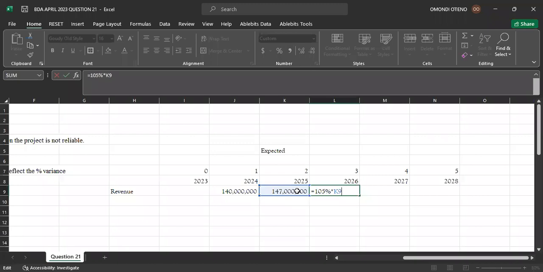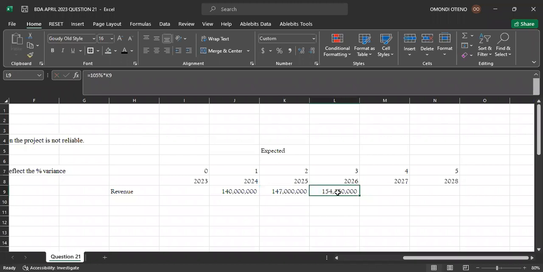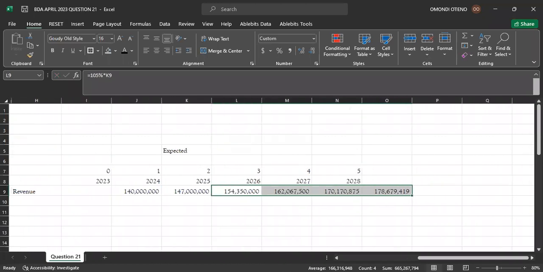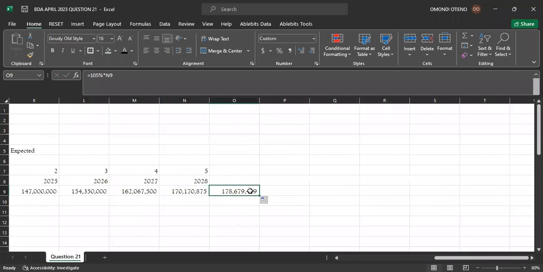I was able to see somebody mentioning locking. You don't lock at that point because we are going to keep on changing that. So that's why we don't lock. So that's what we have as the revenue.